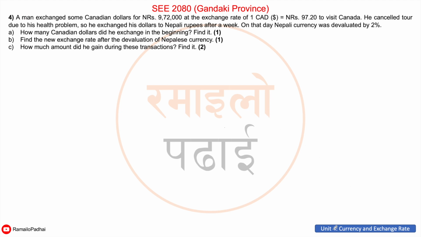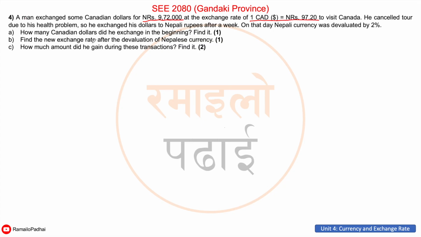Today we are going to solve a question from Unit 4 Currency and Exchange Rate that was asked in the 2080 exam at Gandaki Province. In the question, a man exchanged some Canadian dollars for NRS 9,72,000. The exchange rate was 1 Canadian dollar for NRS 97.20.